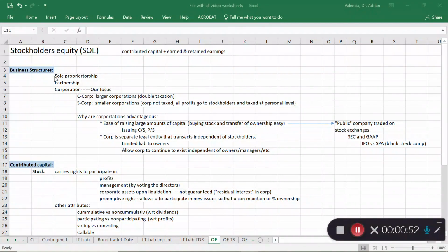So before I go into details of stockholders' equity and how we account for it, let's talk a little bit about the choice of organizational structure or business structure that a business person can choose. At one end of the structure that can be chosen, and the simplest of them all, is the sole proprietorship. And I'm sorry, I always have a hard time with that word.